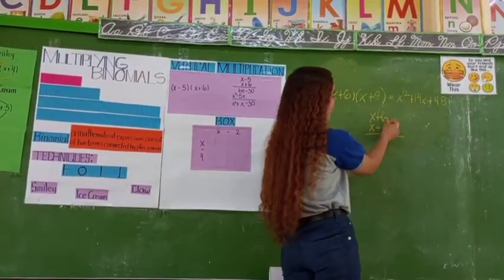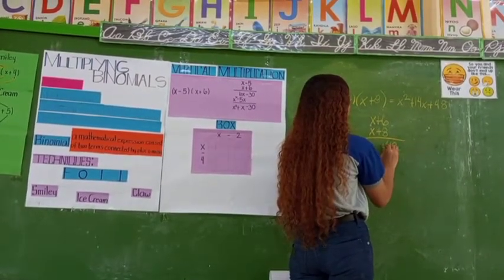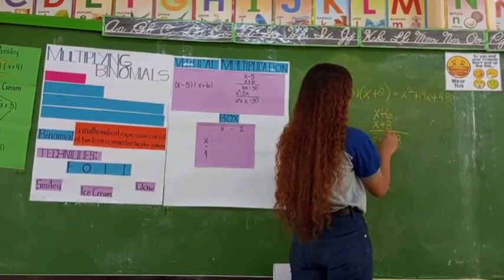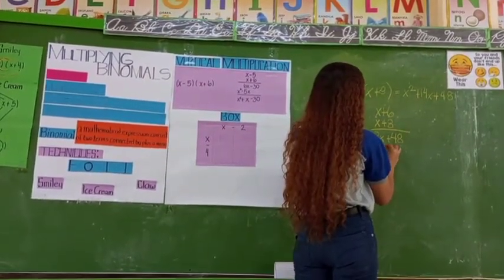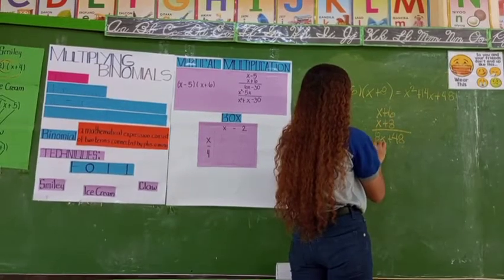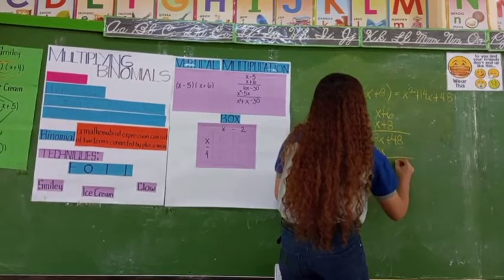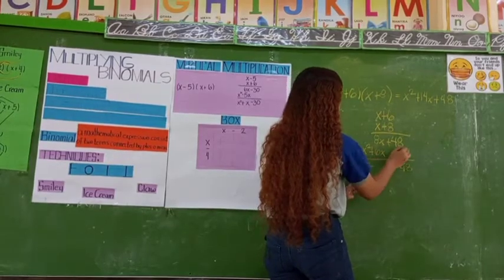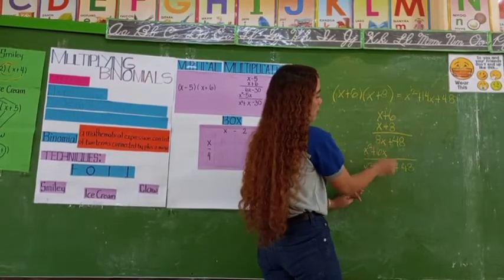So cross multiply 6 times 8, we have 48, positive 48. And then 8 times x, we have 8x. Cross multiply ulit, x times 6, we have positive 6x. And then x times x, we have x squared. Bring down the unlike terms. We have x squared and then 48. Always mo siya i-bring down kasi wala naman siyang kasama. Unlike this one, na parehas lang may variable na x.